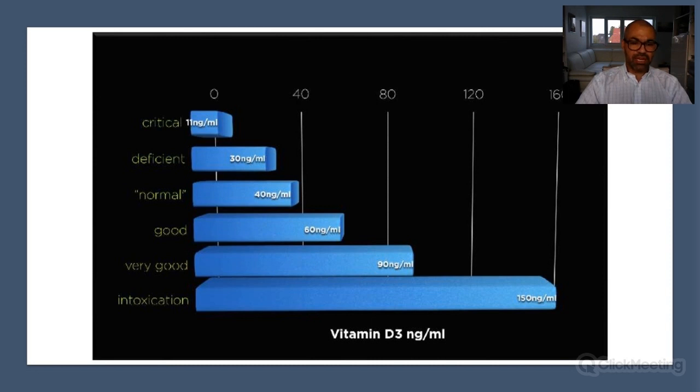And you see in the lowest bar that 150 nanograms per milliliter is defined as an intoxication. I've not seen a single study on PubMed or Medline or the Cochrane Library that is dealing with a vitamin D3 intoxication. So please, it's very hard to intoxicate if you take normal vitamin D3 doses, which I will explain a little bit later.